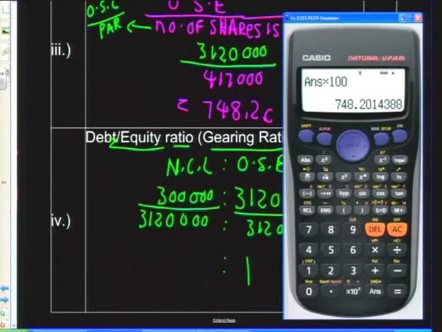Okay, calculators out. 300,000 divided by 3,120,000, and again, lots of zeros. And that gives me 0.09, or if I round off, 0.1.